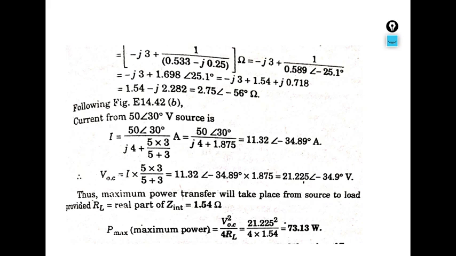So actually what I want to say is that there is no heat dissipation. So where can we get the drop? We can get the drop only in a resistor. Inductor stores energy, capacitor stores energy, there is no dissipation of heat. Heat dissipation occurs only in resistance. So if I take this resistance, we can find out the maximum power transferred. VOC square by 4 RL, so we get 73.13 watt. This is the ultimate answer.